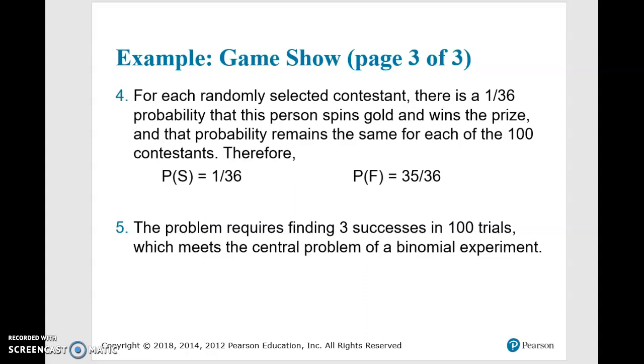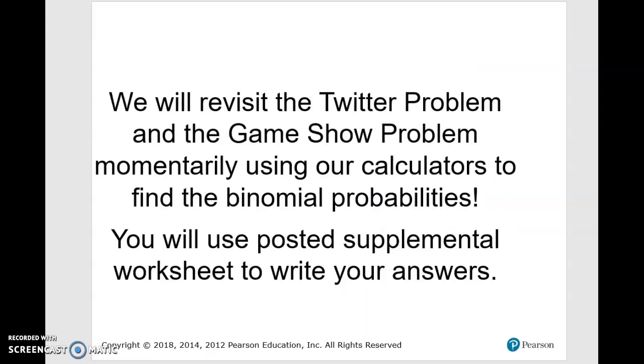So therefore, the probability of success is 1 out of 36. The probability of failure is the complement to that, 35 out of 36. Note that the probability of success and the probability of failure are complements. We label the probability of success as lowercase p, the probability of failure as lowercase q. Remember, 1 minus p equals q. Our last criteria, the problem requires finding 3 successes in 100 trials. So that means it's meeting our central problem of the binomial experiment. Keep this criteria in mind.